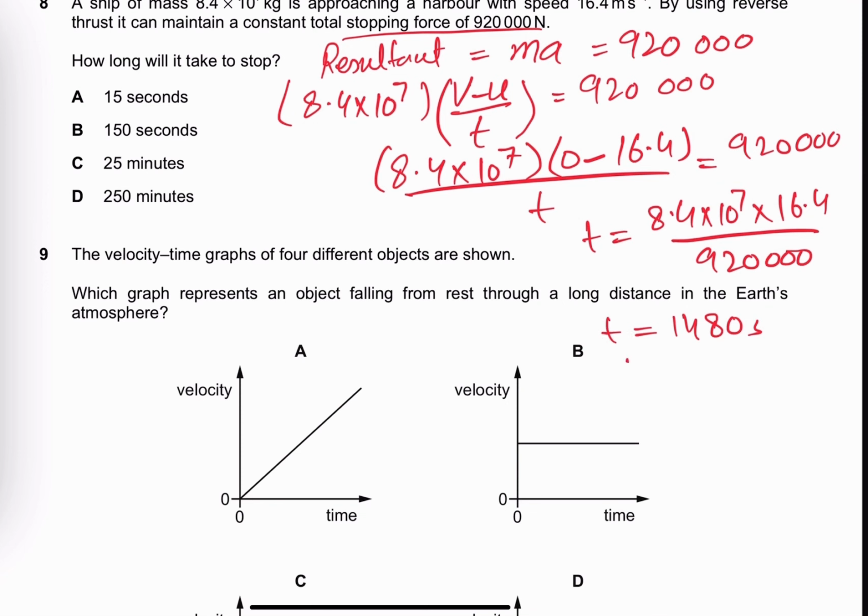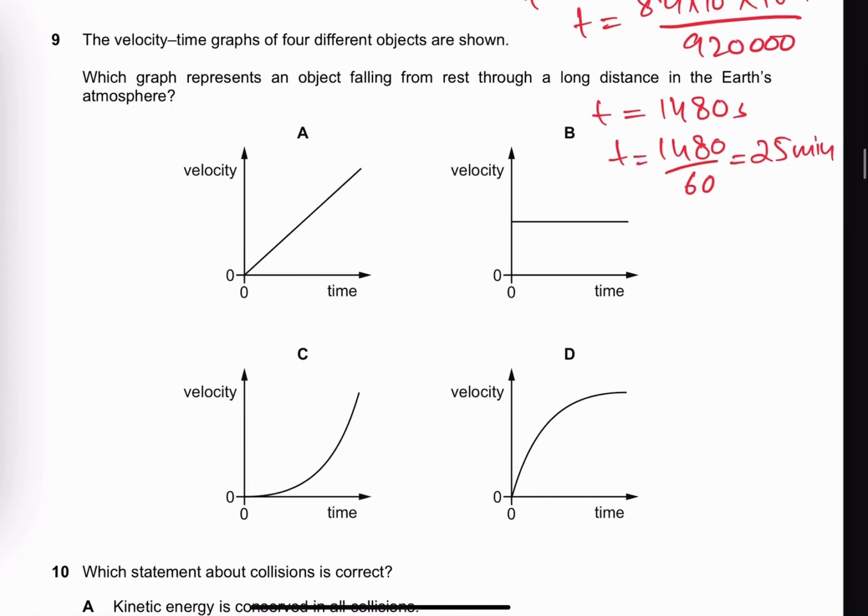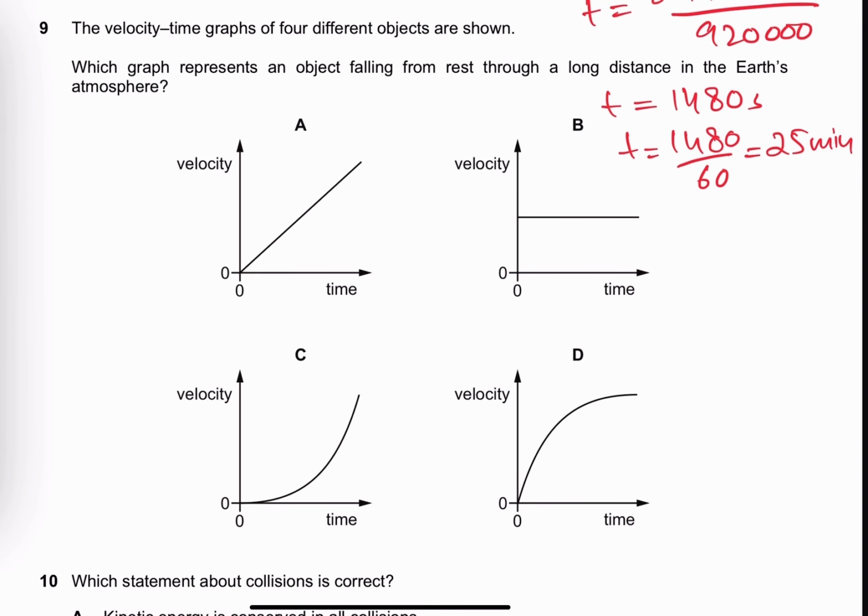Converting this time into minutes, we have to divide it by 60. That will be 25 minutes. It's option C. In question 9, the velocity-time graphs for 4 different objects are shown. Which graph represents an object falling from rest through a long distance in the Earth atmosphere? Okay, first of all, it is moving through the Earth atmosphere, so there will be air resistance. So this cannot be the case, because there is a constant acceleration.